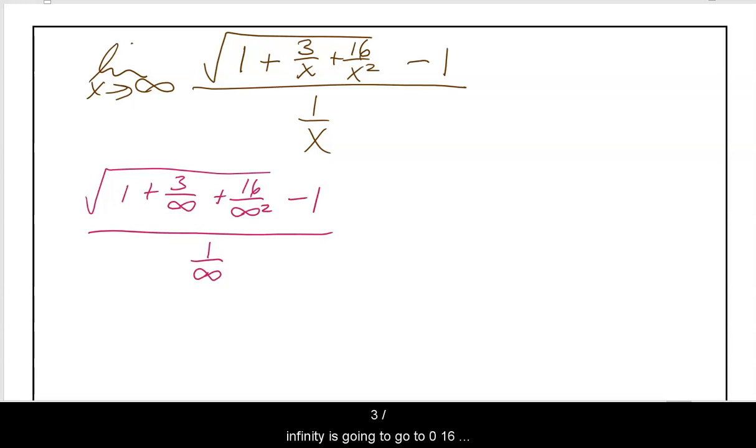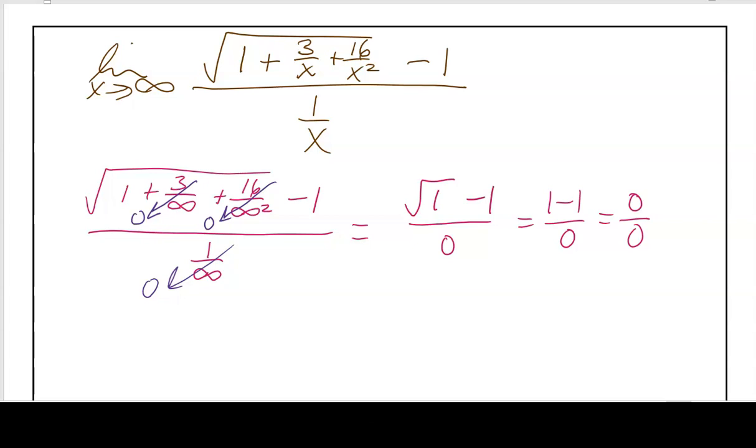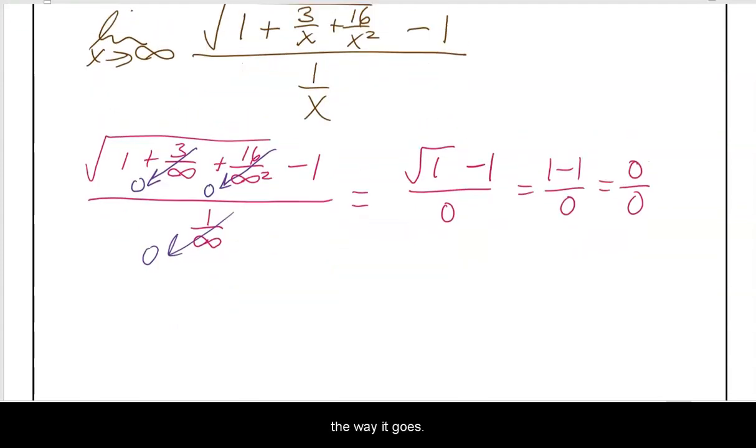Now, 3 over infinity is going to go to 0. 16 over infinity squared is going to go to 0. 1 over infinity is going to go to 0. So this means that my form becomes the square root of 1 minus 1 over 0, or 1 minus 1 over 0, or 0 over 0. That's one of the indeterminate forms I can apply L'Hopital's rule to. So now I can apply L'Hopital's rule directly in this format. It is going to be kind of nasty, but unfortunately that's kind of the way it goes.